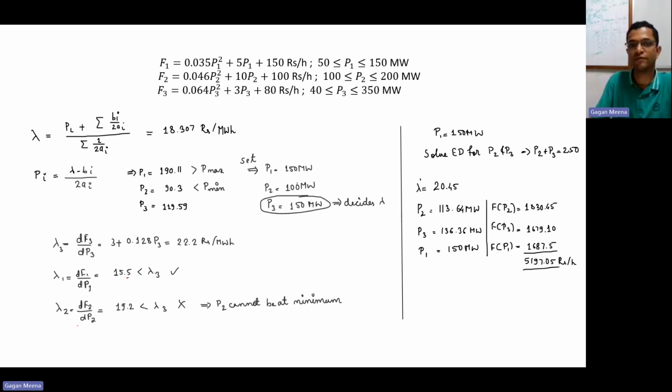So what we do, we fix P1 at 150, which is the cheapest, and then do the economic dispatch for the remaining two, P2 and P3. So solve for P2 and P3 for a demand of 400 minus 150, which is 250. Now the new lambda is 20.45 and we can calculate.